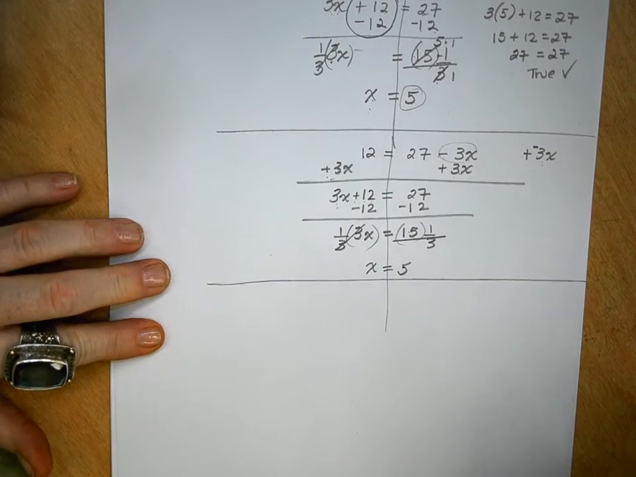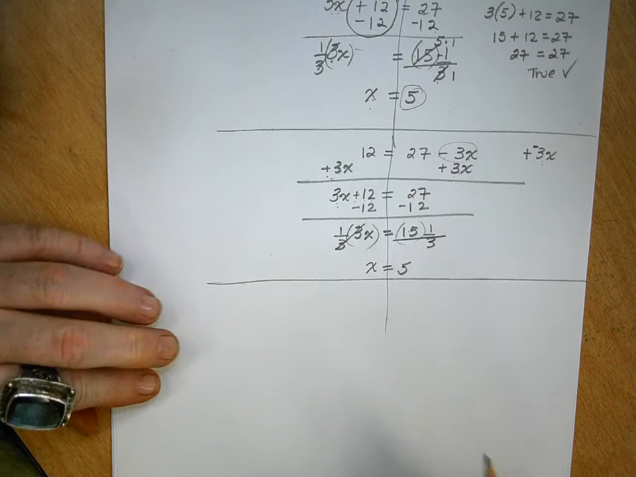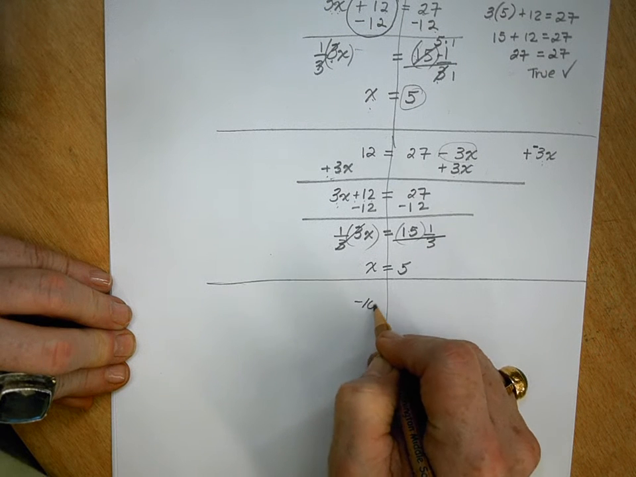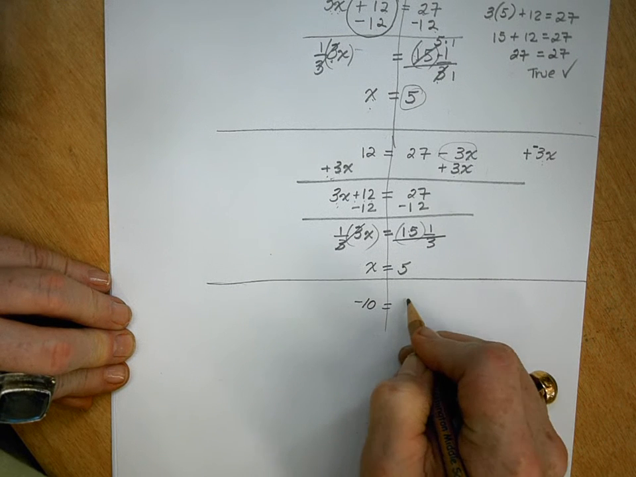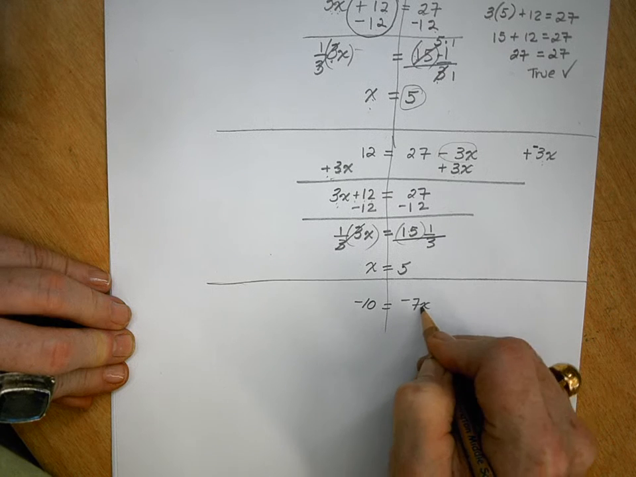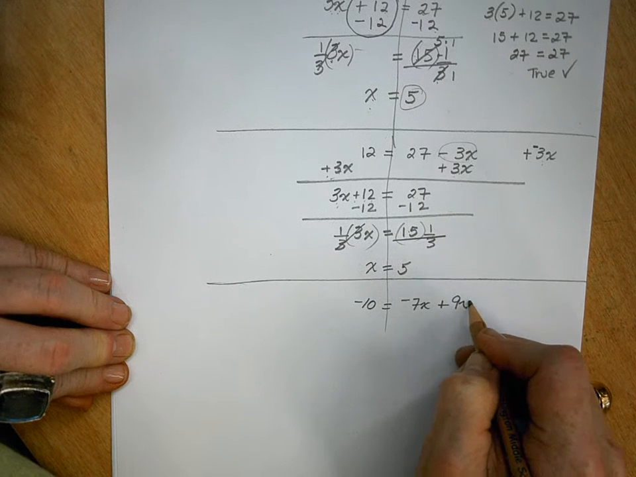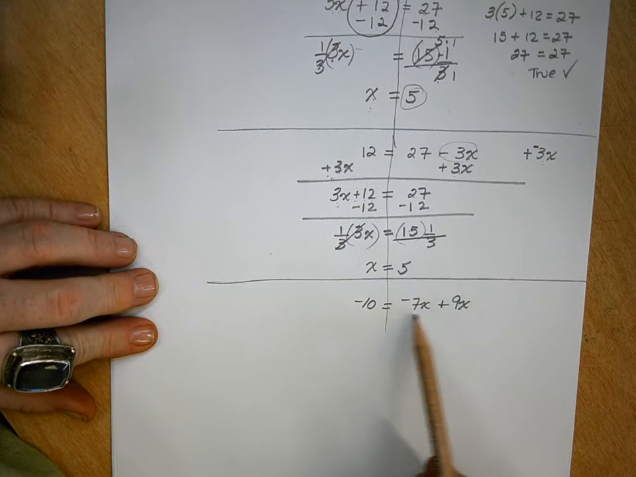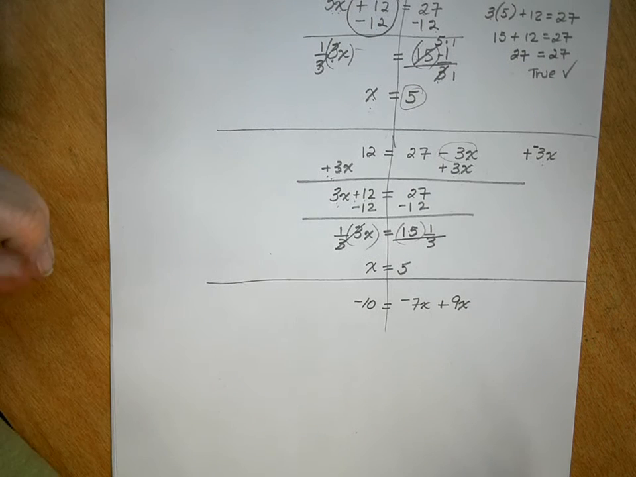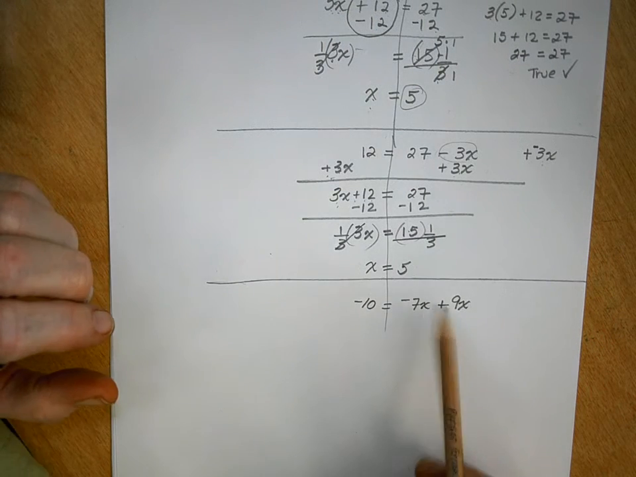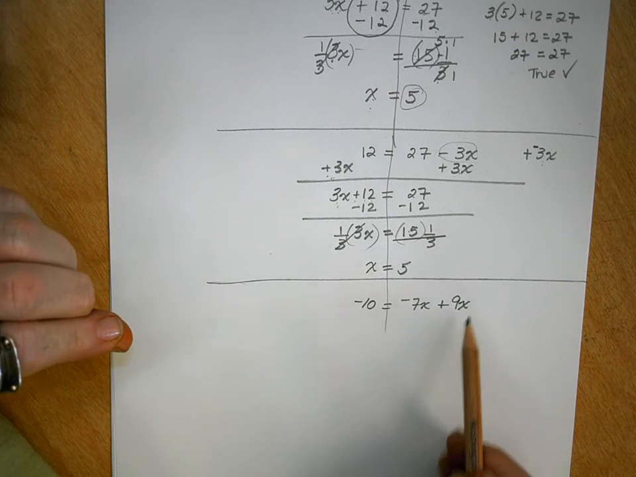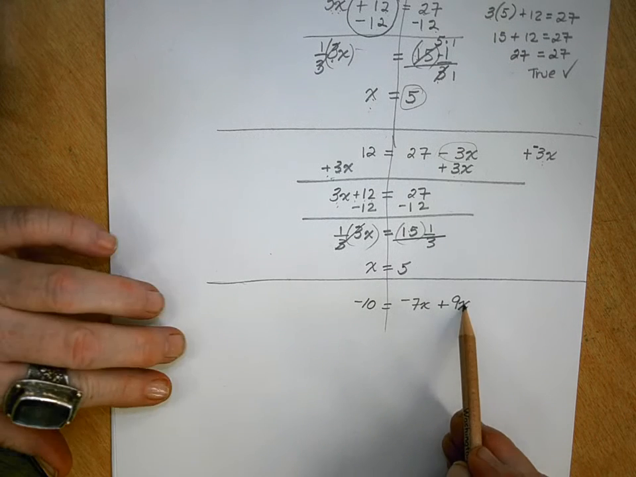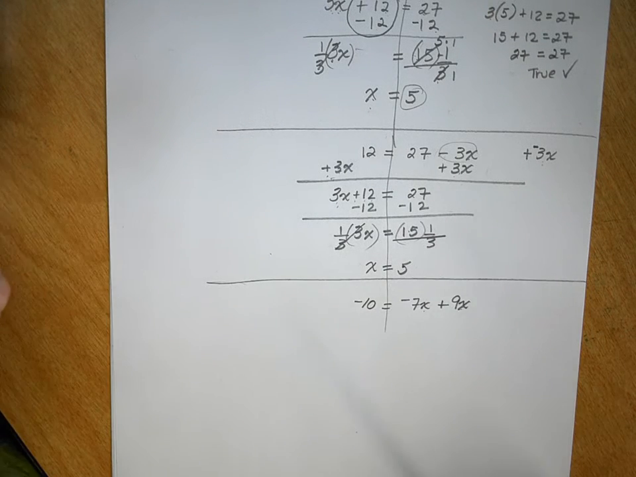One more thing that could happen, make another line under here, is you might get a situation like this, negative 10 equals negative 7x plus 9x. So in this situation, you have two variable expressions on the same side. That part's good. But what you need to do first is combine them. So you need to combine these like terms. Notice they're both x's, so we can add them up.